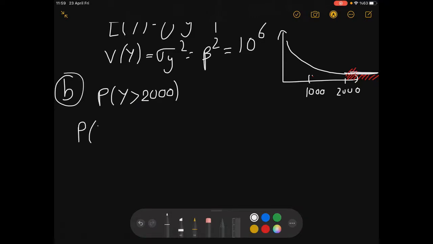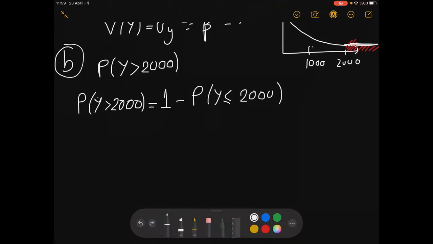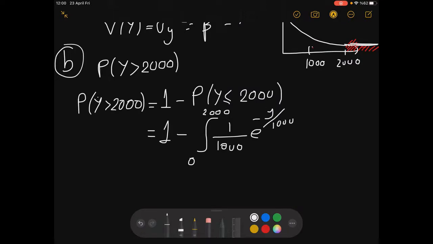So the probability of Y greater than 2000 can be shown as 1 minus the probability of Y less than 2000, right? What I do here is calculate the area under this curve, then subtract it from 1. This is how I can approach this problem. So we need to calculate 1 minus the integral from 0 to 2000 of 1 over 1000 e to the power minus y over 1000 dy.